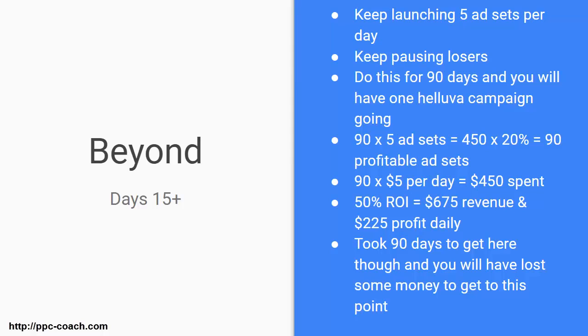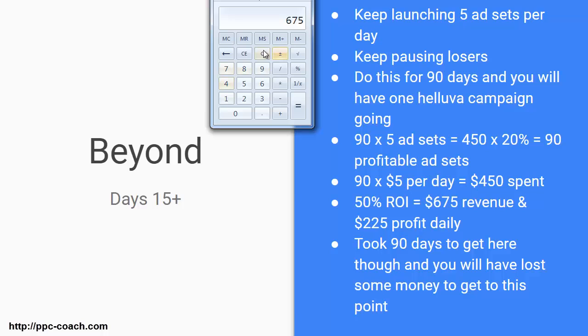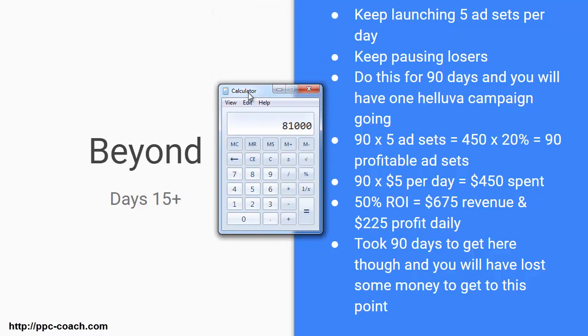90 times $5 a day daily budget means you're going to spend about $450. If your ROI is 50%, hypothetically, which is totally achievable and a good number and reasonable and not ridiculous, that means you're going to have $675 in revenue daily. And of that, $225 is going to be profit. So I didn't do the rest of it, but I probably should have. Let me just pull up my calculator. 225 times 30. Now you're looking at $6,750 per month. Okay, that's a good campaign. Times 12, that's $81,000 a year.